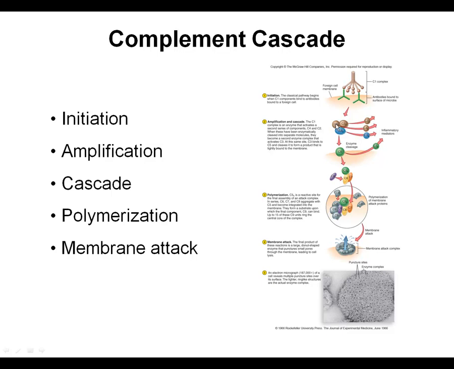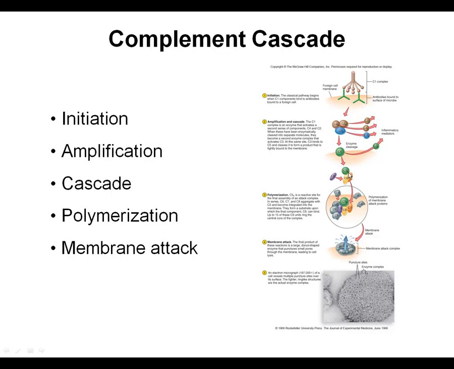Once we have C4B, C2B, and C3B together, this is going to form an enzyme that's going to activate C5. This is going to be the end of that amplification cascade mechanism. Once we have that C5 cleaved into C5A and C5B, C5A goes by way of inflammation, and C5B is going to be the protein that has the reactive site for that assembly of that attack, membrane attack pore formation.